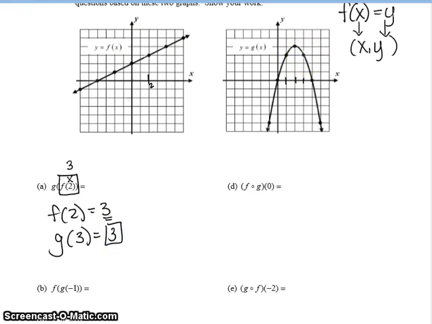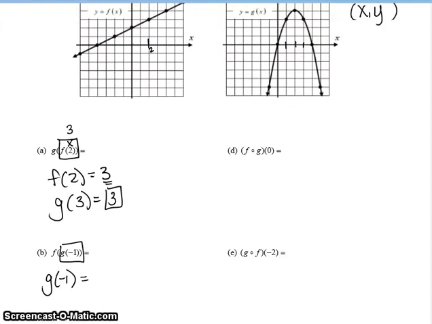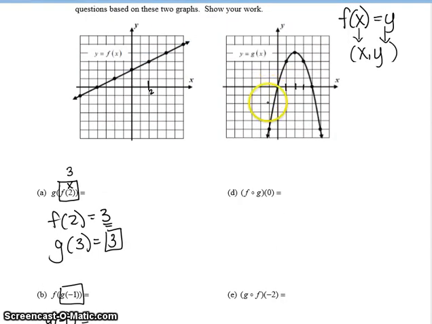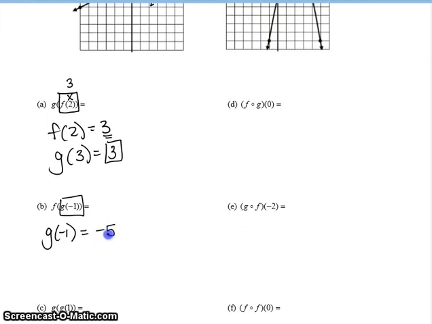Okay? B. For B, you have to find g of negative 1. So go to the g graph and go over to x equals negative 1. And if I look at the graph over here, here's negative 1. I go down 1, 2, 3, 4, 5. So my answer is negative 5. So now I have to find f of negative 5. So go to the f function graph and go over on the x-axis at negative 5. And this one's kind of in between, but if you go at negative 5, it looks like it's at negative a half. So there's my answer.